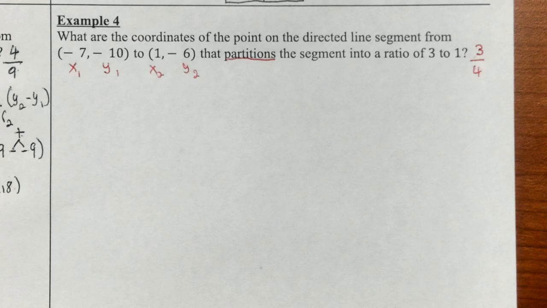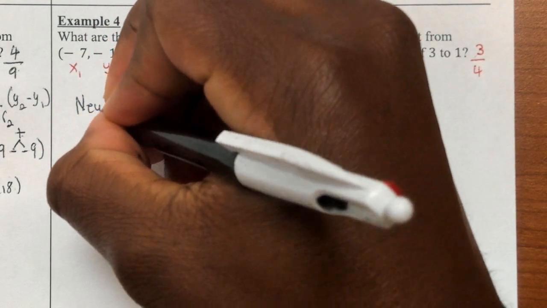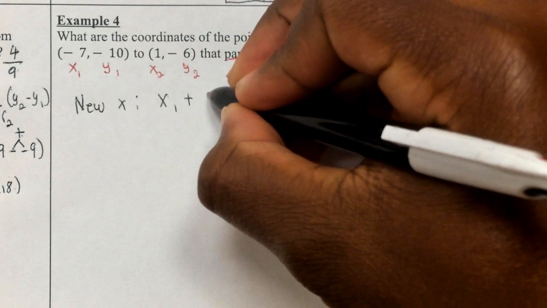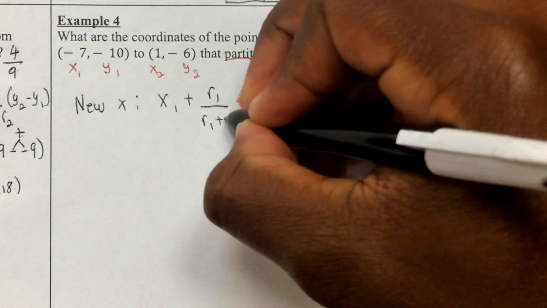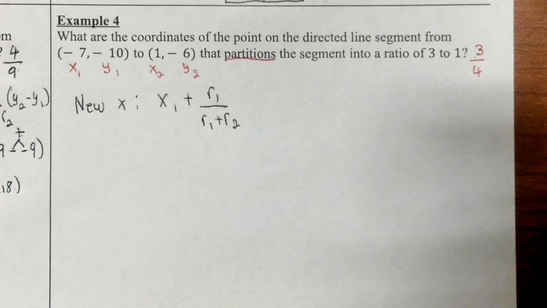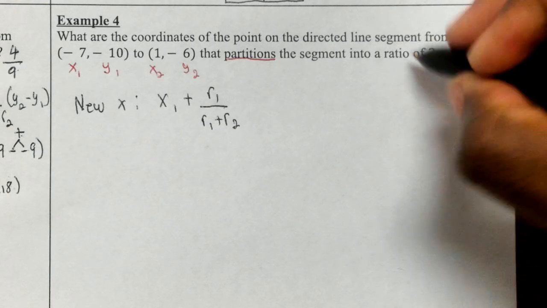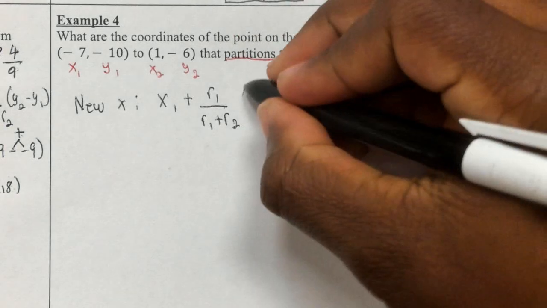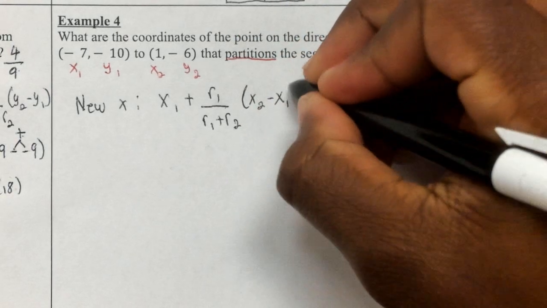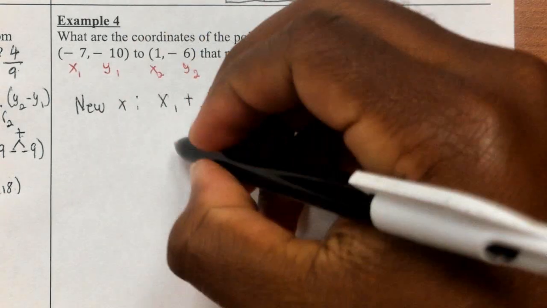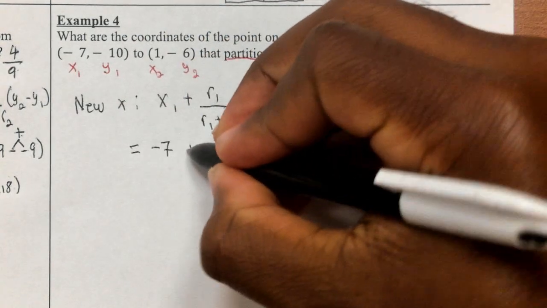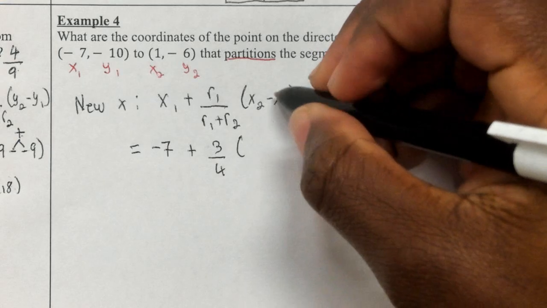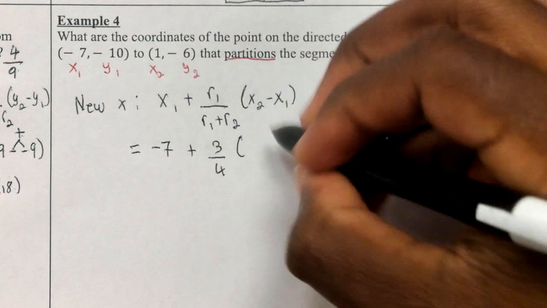Okay, so again, we're going to find our new x and y value. The new x is calculated by doing your x1 plus your partition ratio, which is ratio 1 over ratio 1 plus ratio 2. Just as a reminder, this really is your ratio 1 and ratio 2, but we already know that it's 3/4. And then multiply by x2 minus x1. So I substitute: I would put -7 for x1 plus the partition, 3/4, multiplied by x2 minus x1, which would be 1 minus -7.